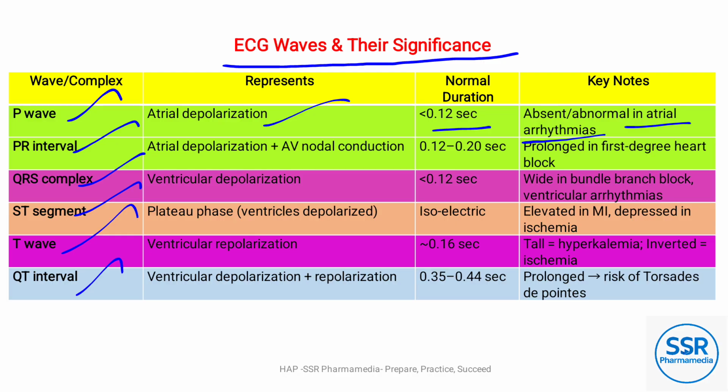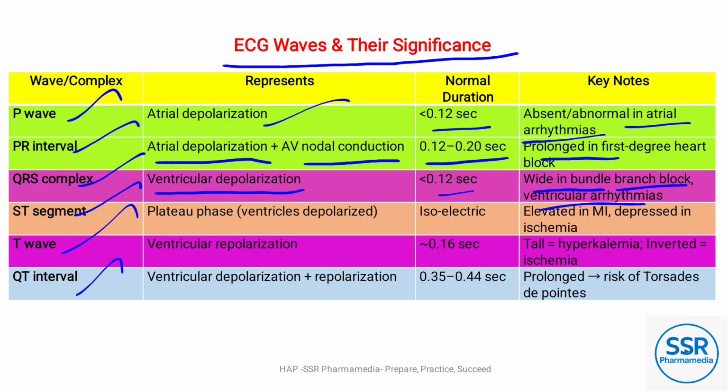The PR interval covers atrial depolarization plus AV nodal conduction, and its normal duration is 0.12 to 0.2 seconds. It is prolonged in first degree heart block. The QRS complex represents ventricular depolarization, with a normal duration of less than 0.12 seconds. Bundle branch blocks and ventricular arrhythmias may show changes here.